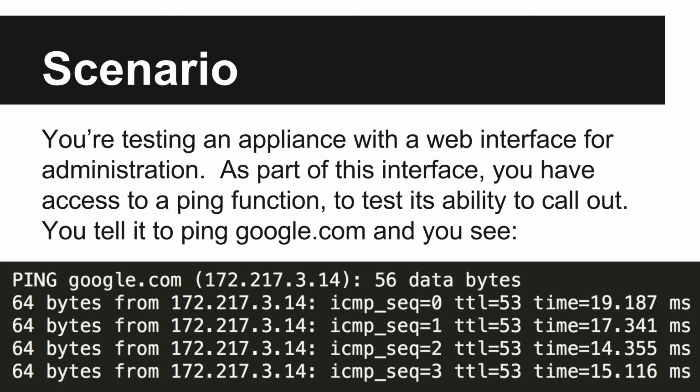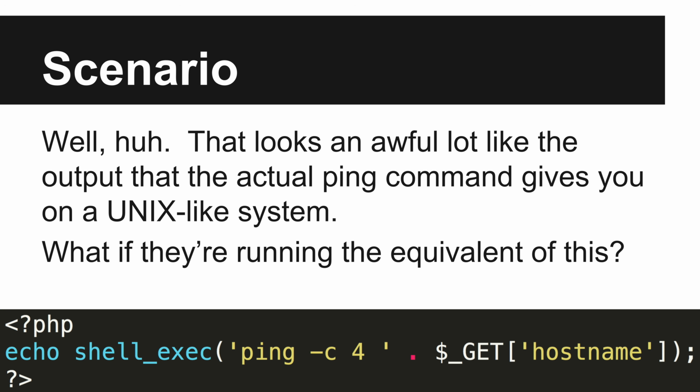Now we've come to one of my absolute favorite bugs, command injection, and I found it in more applications than I can count. Imagine this scenario. You're testing a security appliance with a web interface for administration. As part of this, you have access to a ping function where you provide a host name and you get to see the results. One thing you may notice immediately is this looks a whole lot like the output of a normal ping command on a Unix-like system. Maybe they're just running actual ping and directly passing the host name on the command line.